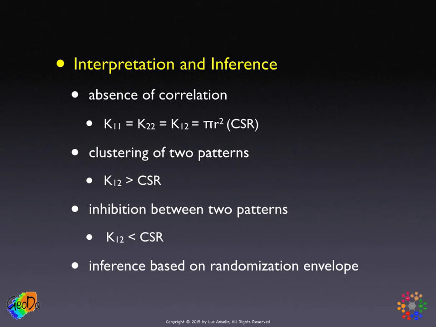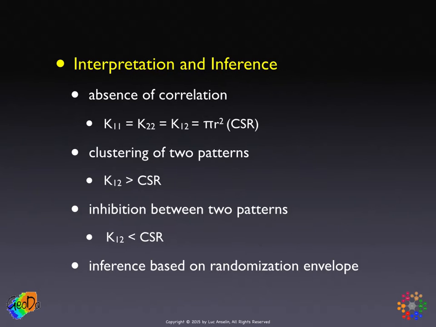And the interpretation is easy if you think about what independence means. Under independence, the K functions of each univariate process would equal the cross K function. So there's no correlation whatsoever between the two processes. They're both random, so by implication, the relationship between them is random as well.